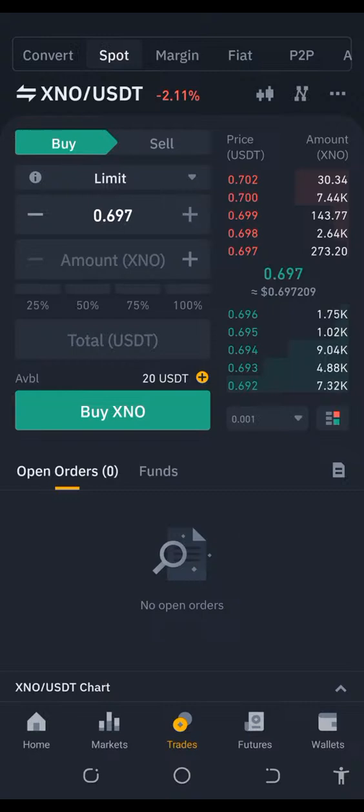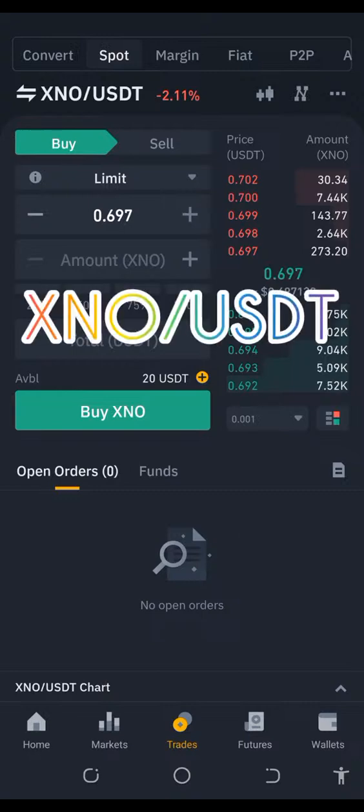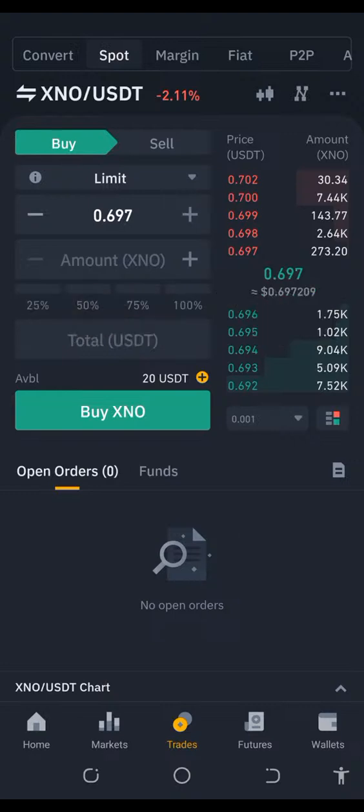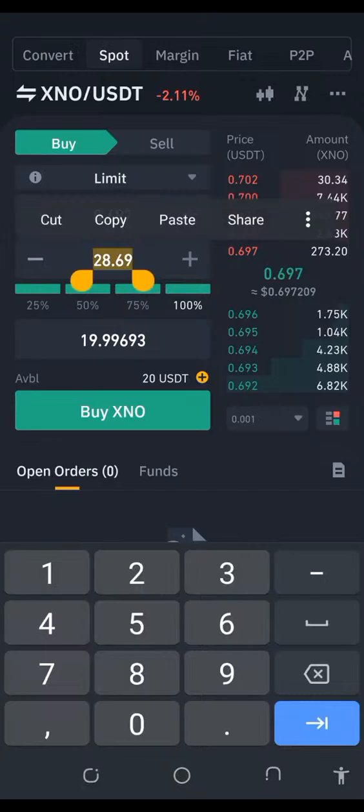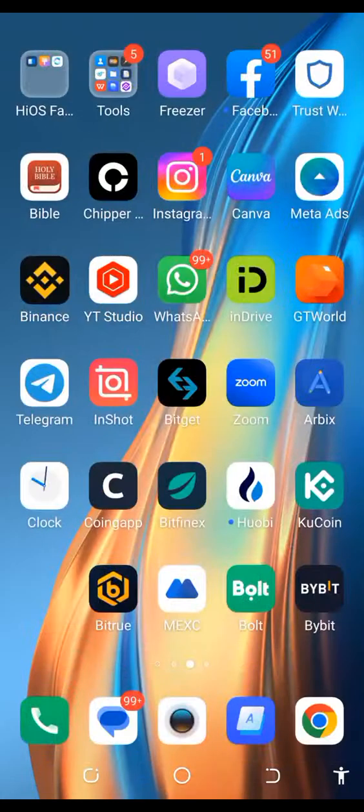So today we have XNO/USDT. So let's quickly check, do the simulations, check our parameters, and see whether this will work. All right, so let's go ahead with that. First off, let's just quickly see how much we can get. The price is 0.697, and with our $20, we can get 28.69. So let's quickly copy this and then go over and see what we can get in KuCoin.